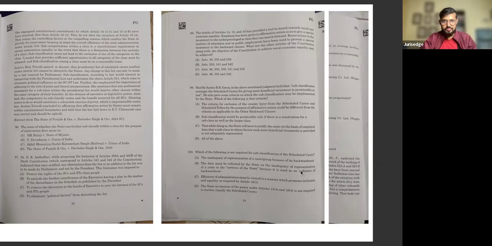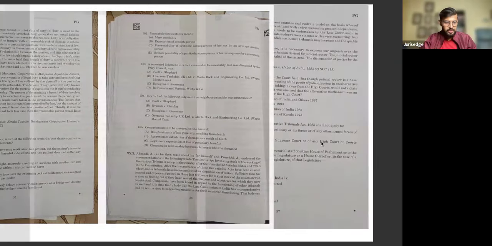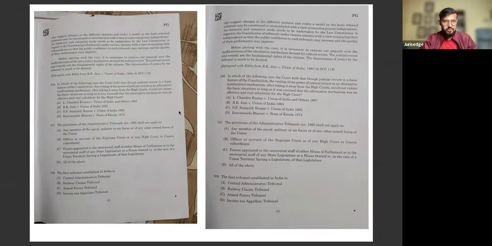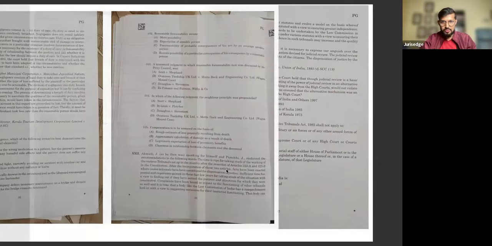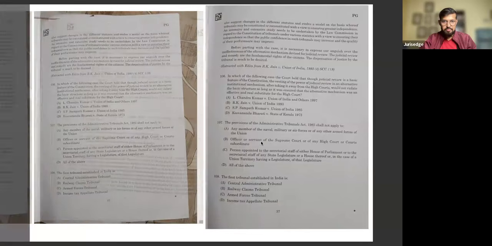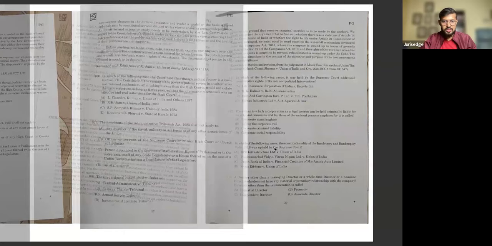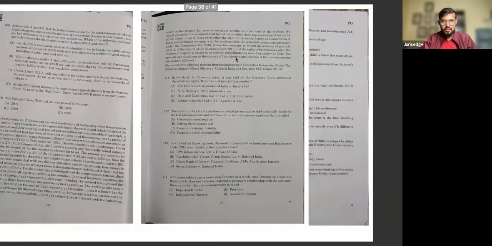Then the next one is 102. 102 is there. 105, this one, 105 is there. If you see it, 105 is another portion. This question is also there. 107 and 117, the last one is 117.